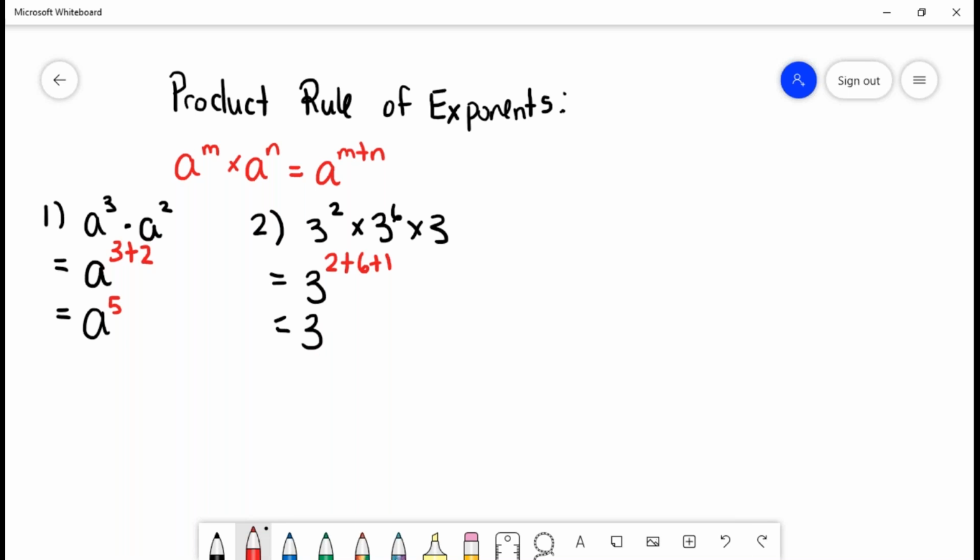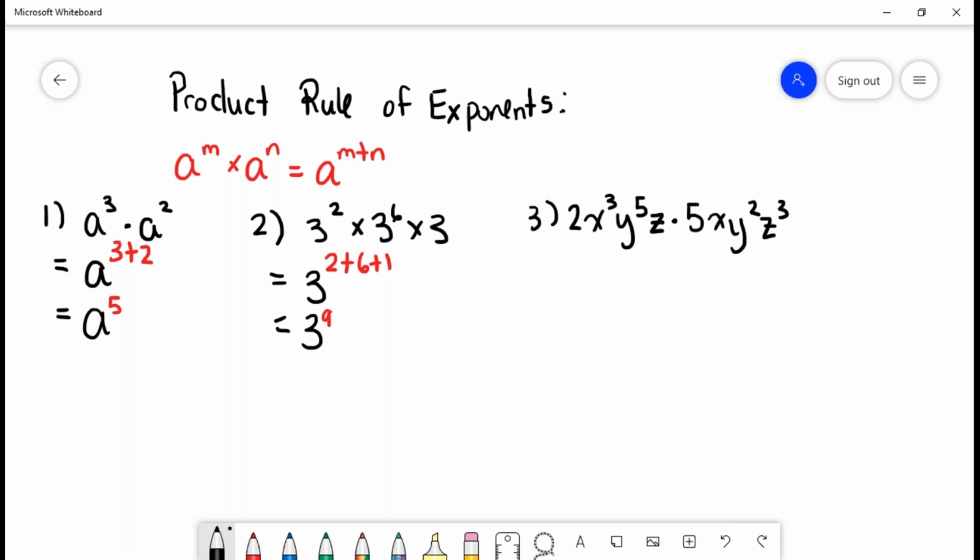So now let's take a look at one final problem for the product rule of exponents, which we'll be doing today. And this is 2x to the power of 3, y to the power of 5, and z times 5x y to the power of 2, z to the power of 3.